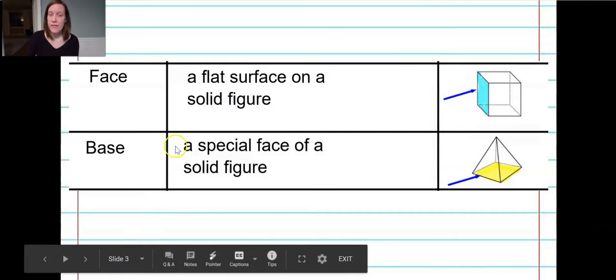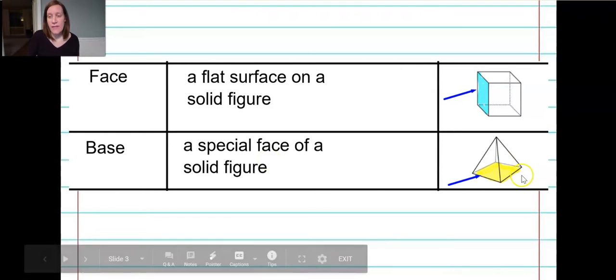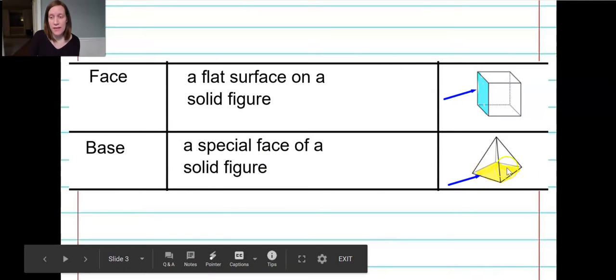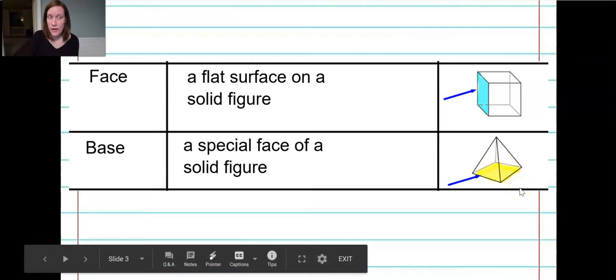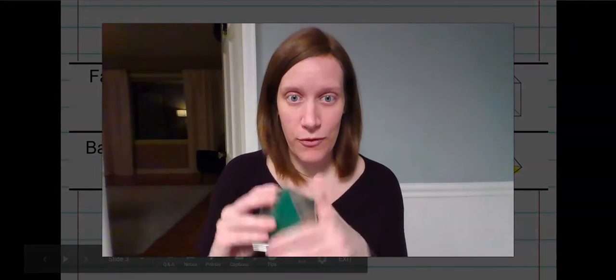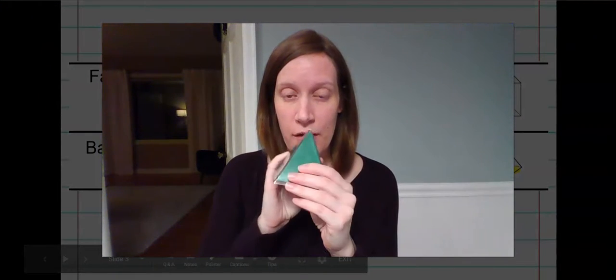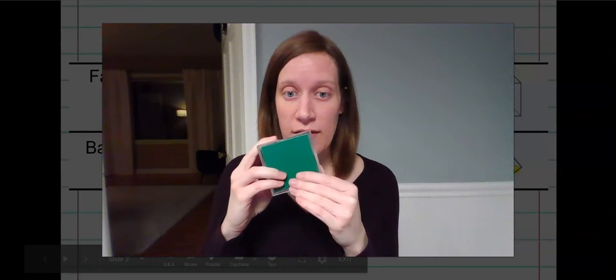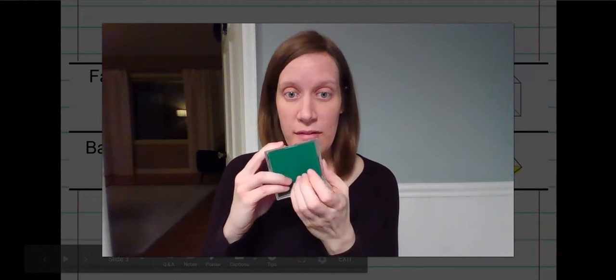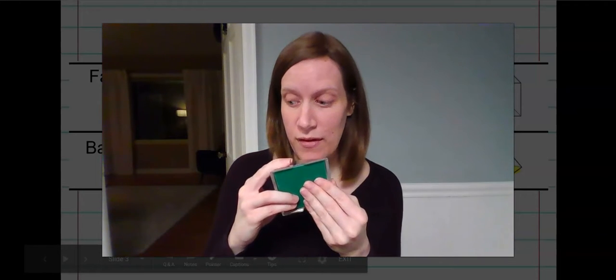A base is a special face on a solid figure. So what you can see on this pyramid is that I have highlighted the bottom of this pyramid because it is the base of this pyramid. The reason we call it the base here is because this base tells us what type of pyramid this is. Because it is a square, it tells us this is a square pyramid. I have one of those too. So here I have a pyramid. All of these sides are triangles, but the bottom of my pyramid is a square, and that tells me this is a square pyramid. This is the base because it tells me what type of shape this is.